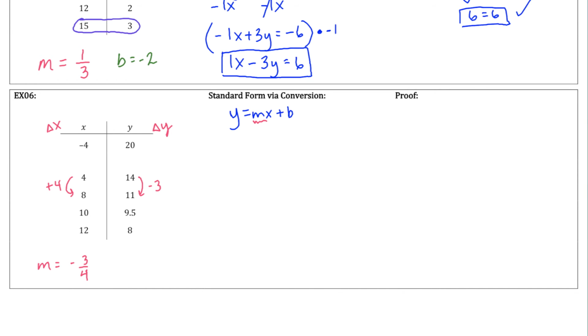And then my y-intercept, so I need to get to 0, so 12. So I need to get 0. There's space for it there. So that's up 4, I need to go back 4. And instead of -3, I need to go +3. 14 plus 3 is 17. So my y-intercept, my b, is 17. So I get y equals negative 3 over 4x plus 17.